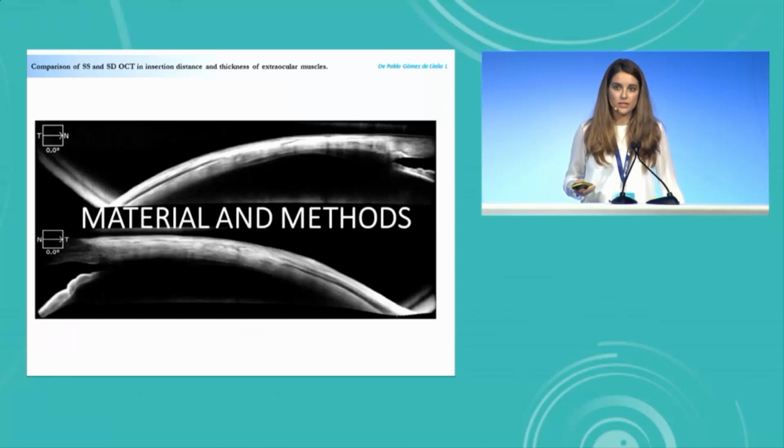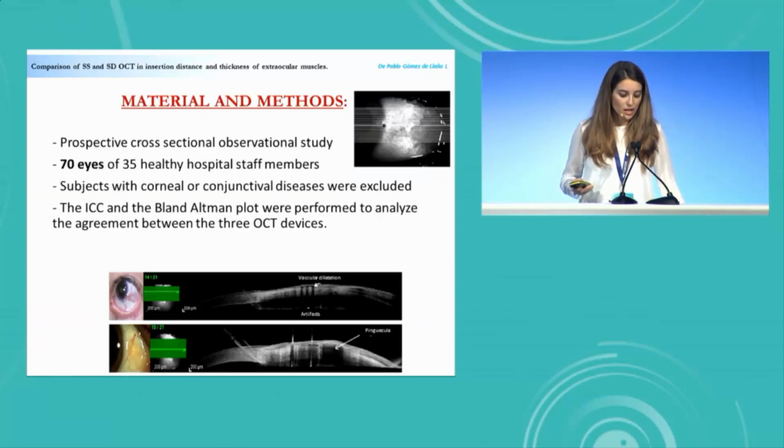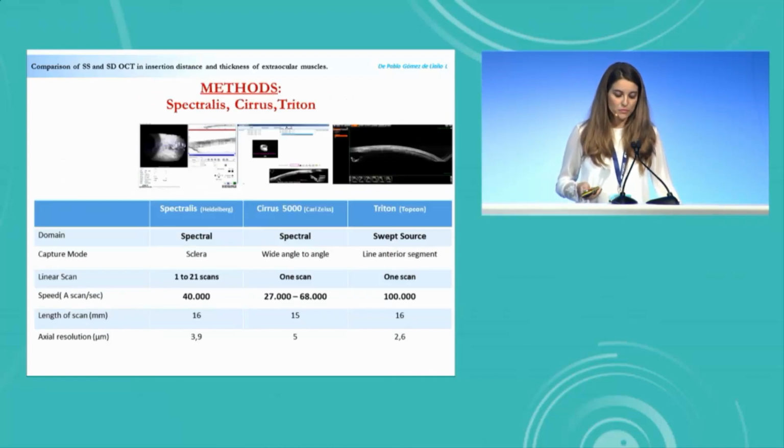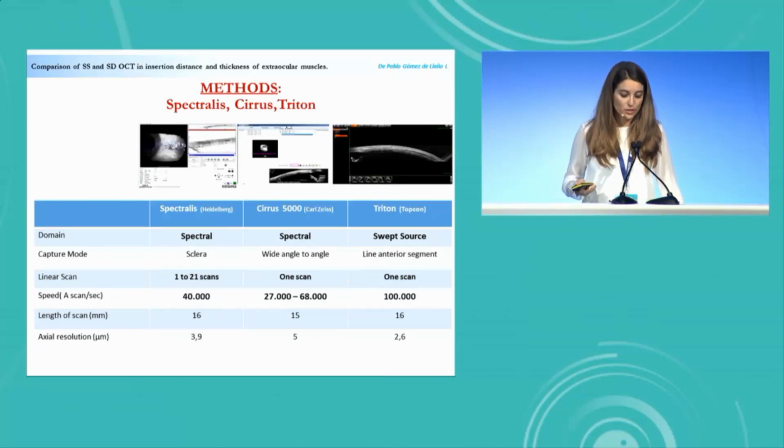In order to achieve this purpose, we conducted a prospective cross-sectional study on 70 eyes of 35 healthy hospital staff members. Subjects with corneal or conjunctival diseases that could make it difficult to define a clear limbus were excluded. The intraclass correlation coefficient and Bland-Altman plot were performed to analyze the agreement between the three OCT devices. The OCT employed were Spectralis, Cirrus, and Triton.